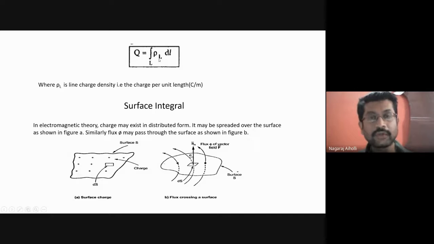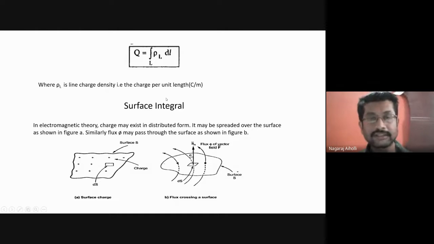This rho L is nothing but the line charge density, that is, charge per unit length. Rho L is charge Q divided by L, so L and dl will cancel. What remains is Q, so LHS is equal to RHS: LHS is Q, RHS is also Q. Like this, I am able to find the charge using the formula of the line integral.